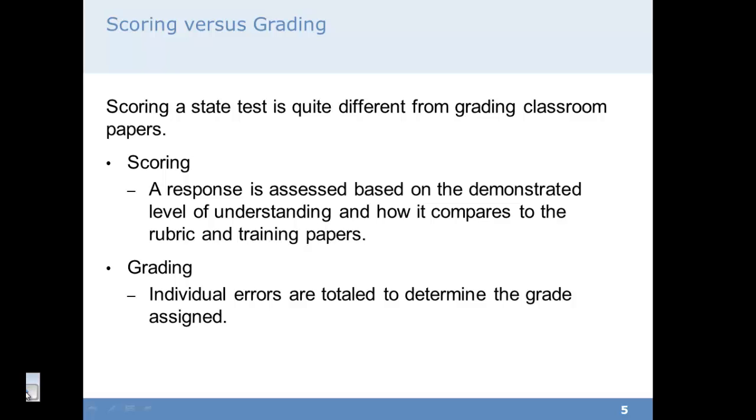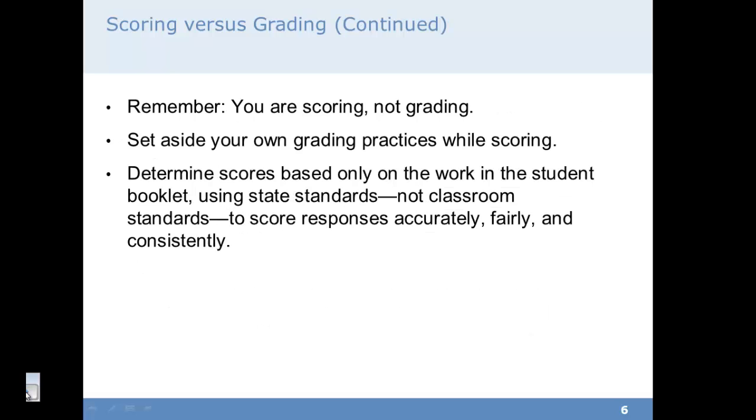Teachers' grading policies differ across the state, but when it comes to scoring the state exam, a similar response should be assigned the same score across the state, whether it's scored in Fredonia, Buffalo, Albany, or New York City. Remembering that you are scoring, not grading, is essential. Although you may be experienced in reviewing student work, you need to set aside your own grading practices while scoring. Determine scores based only on the work in the student booklet, using state standards, not classroom standards, to score the student responses accurately, fairly, and consistently.